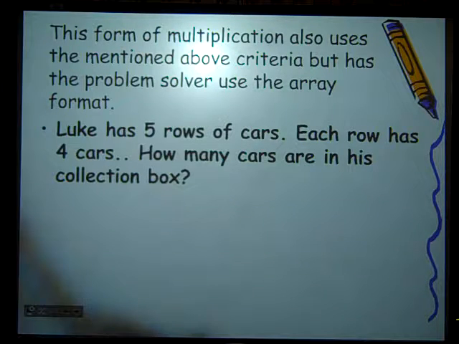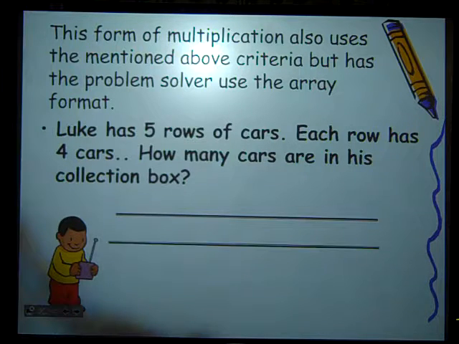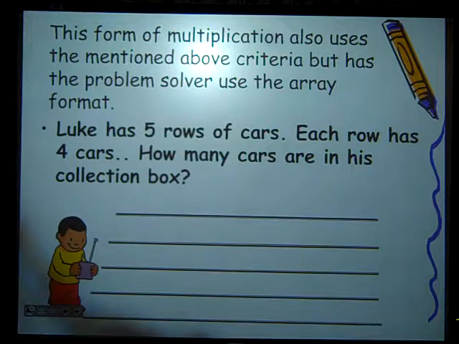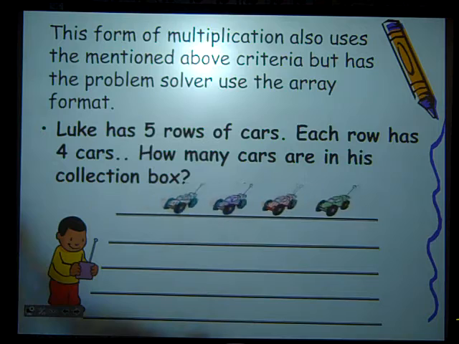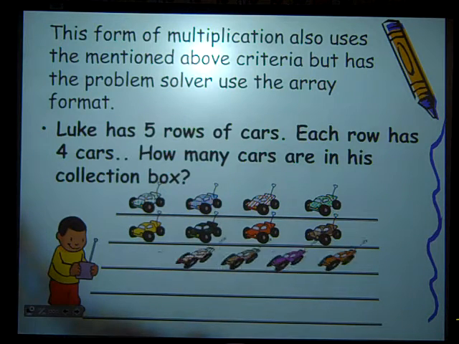Okay. So Luke has 4 rows of cars. Each row has 4 cars. I'm sorry. Luke has 5 rows of cars. Each row has 4 cars. How many cars are in his collection? Now this is kind of like shelves. How many bookshelves do you see? 5. Bookshelves are kind of like rows. And he puts 4 cars in each row.